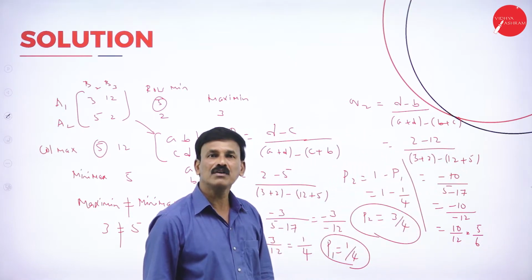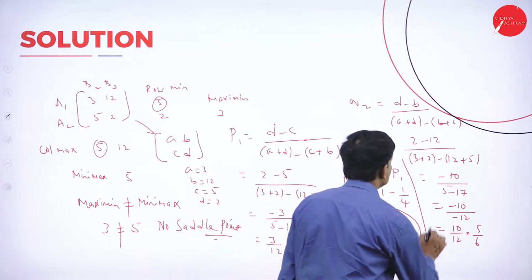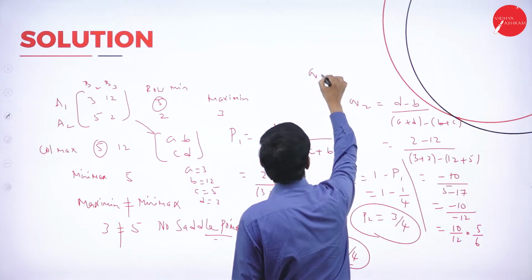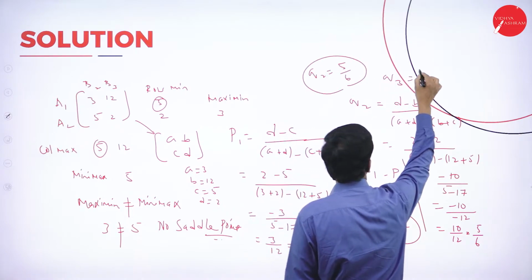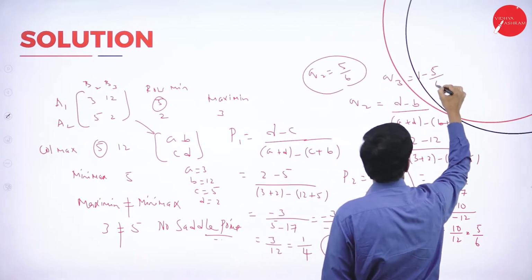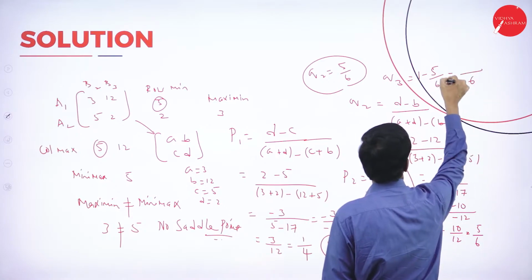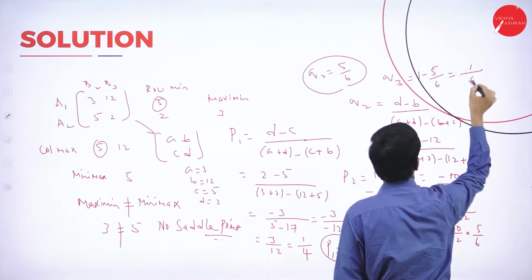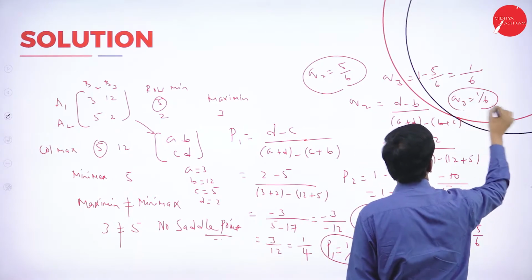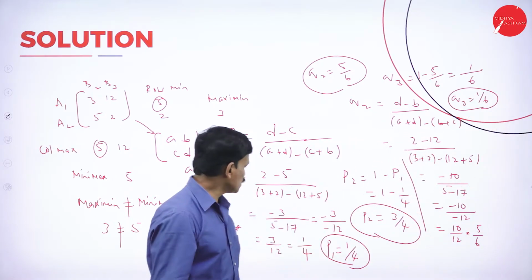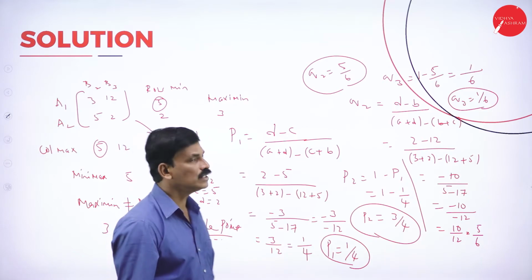Now find out the value of Q3. Here Q2 is equal to 5 by 6. Therefore Q3 is equal to 1 minus 5 by 6. With 6 as the LCM, 6 minus 5 is 1 by 6. So Q3 is equal to 1 by 6. Okay, these are the values of P1, P2, Q2 and Q3.